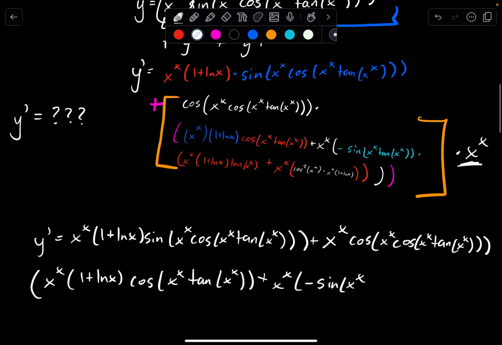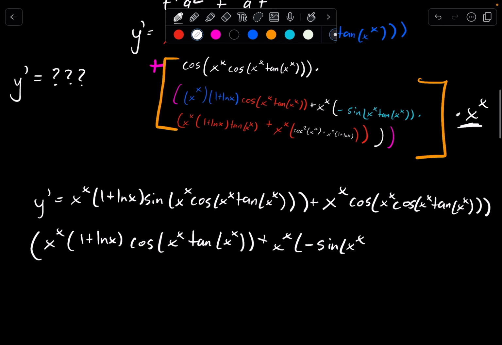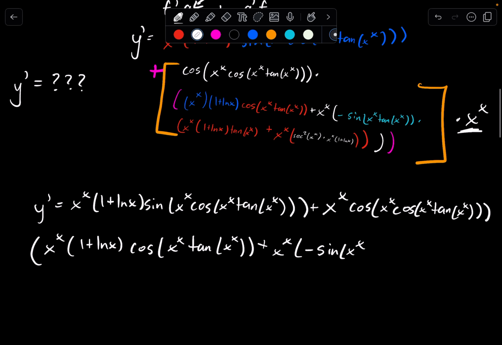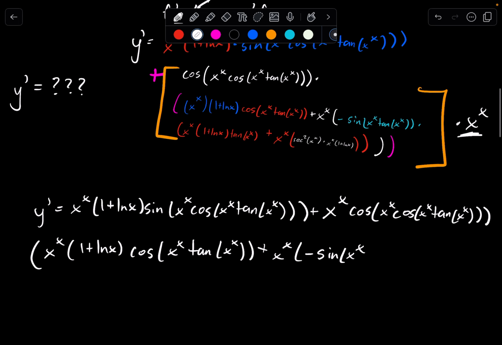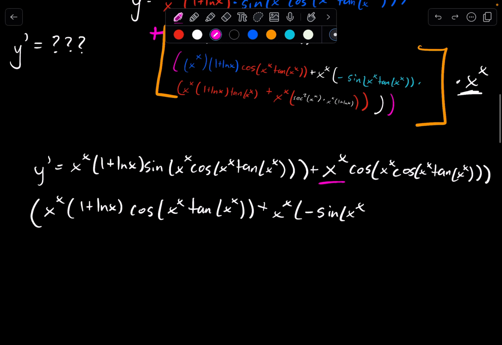Am I missing anything? Let's see, did I miss something here? Possibly so. Actually, I don't think so. I think we're all right because I was just trying to distribute this, but when I distribute it, these are all multiplying. This is cosine here, and this entire parenthesis is multiplying with this. So I just need that 1 x to the x right here, and I'll be fine.